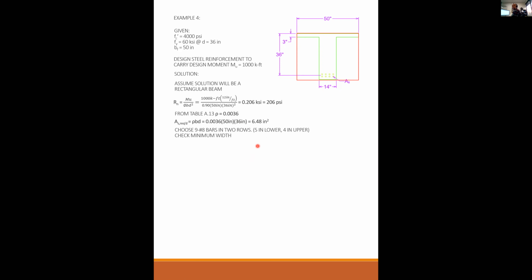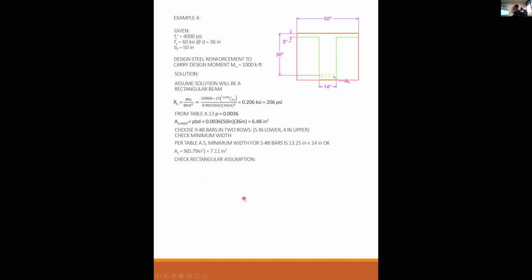And for this beam, I will choose 9 number 8s in 2 rows, 5 in the lower, 4 in the upper. Check my minimum width. Per table A5, minimum width for 5 number 8s is 13.25 inches, less than my 14. We're cool there. My area of steel provided is 9 times the area of a number 8. So 9 times 0.79 is 7.11 inches squared.